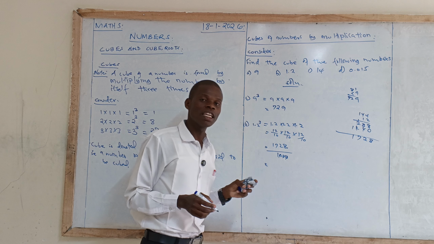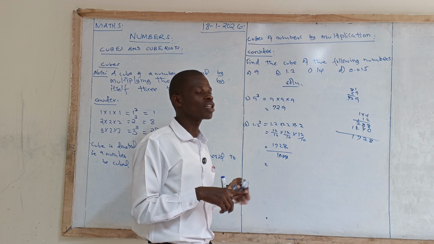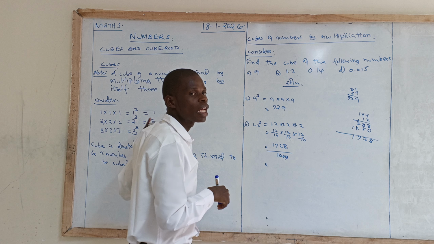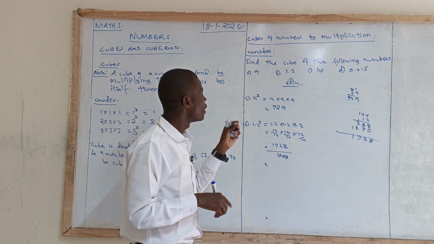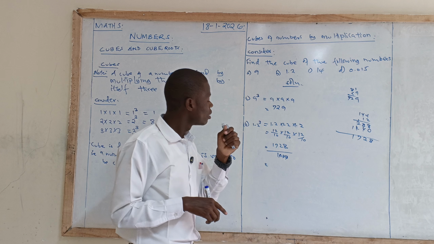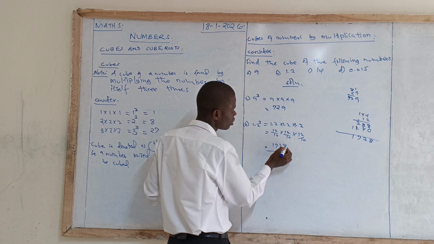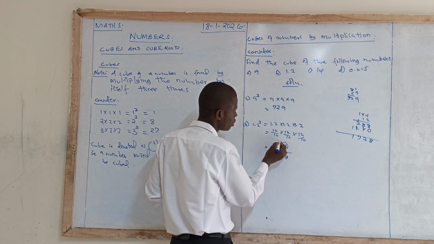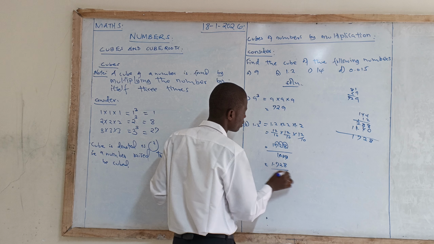So when you are dividing by powers of 10, we have 10, 100, 1,000, 10,000. The decimal place will move to the left. The number of steps is the number of zeros here. So it will be 3 steps now. 1, 2, 3. So I have 1.728.